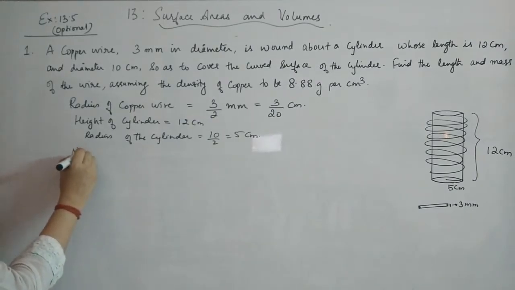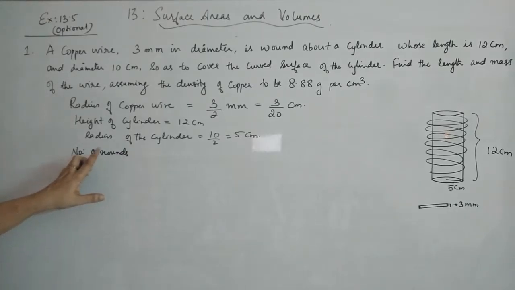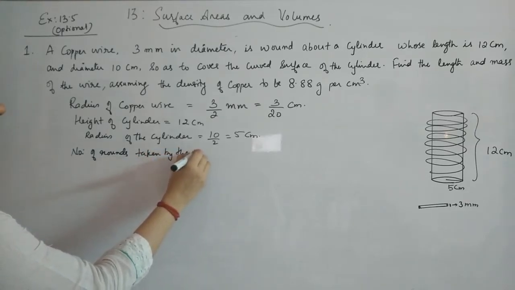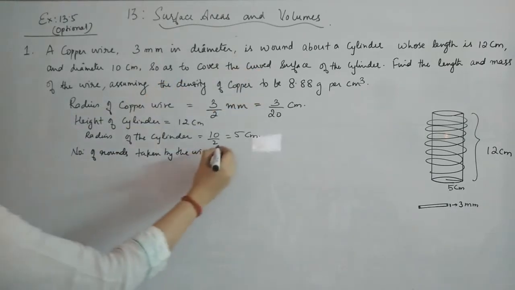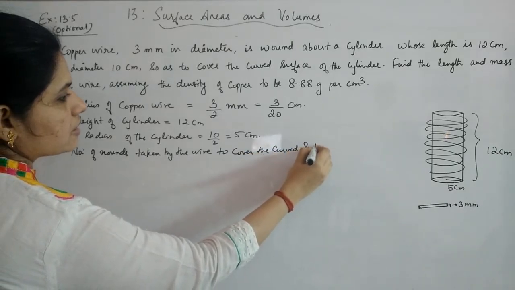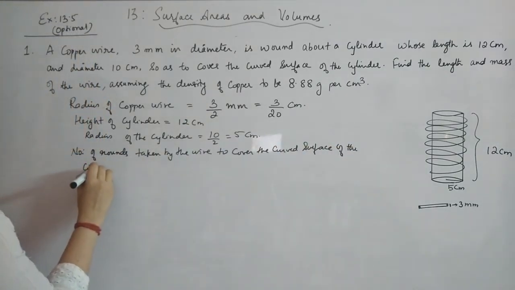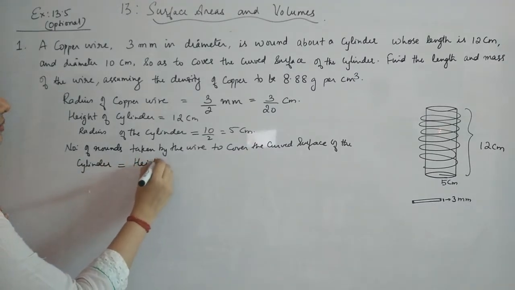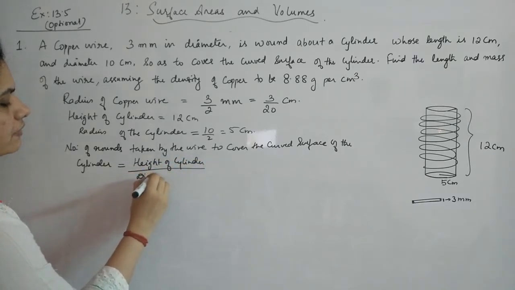What will be the number of rounds taken by the wire to cover the curved surface of the cylinder? How will you get that? It will be the height of the cylinder divided by the diameter of the wire.